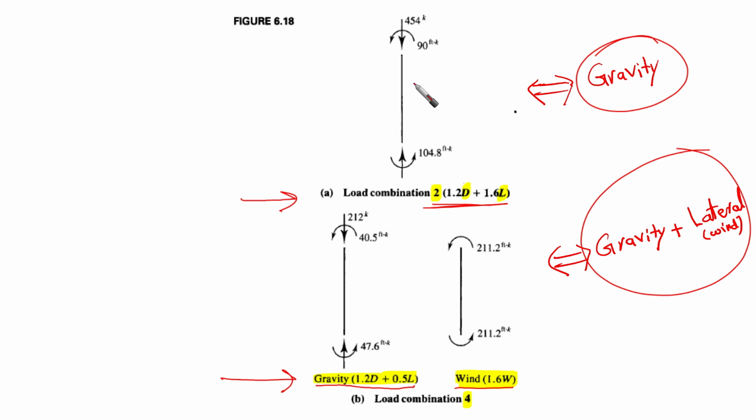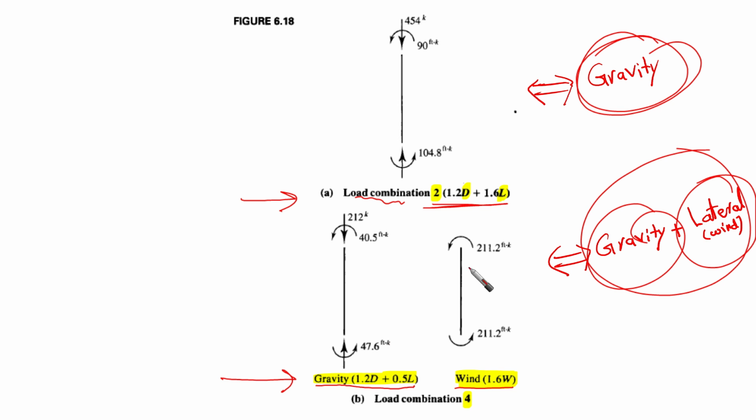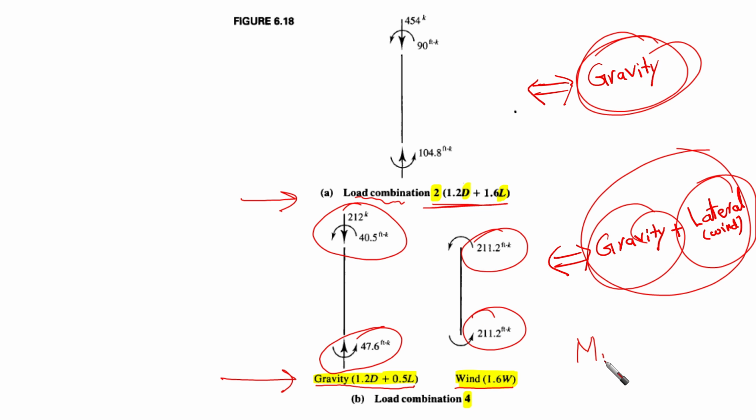This is the gravity case. For load combination number 2, it is only gravity. For load combination number 4, it is gravity plus lateral load. Here we decompose them because we need to use the values of the axial loads and the moments for the wind loads separately, as you are going to see. So we're going to use here M_nt and M_lt. We're going to have two cases here.